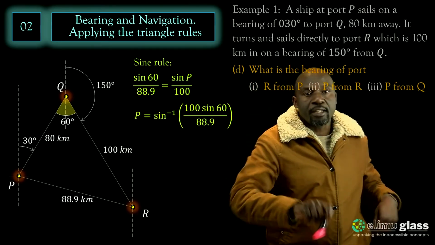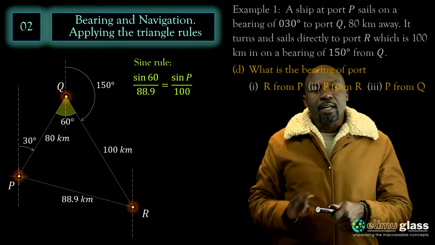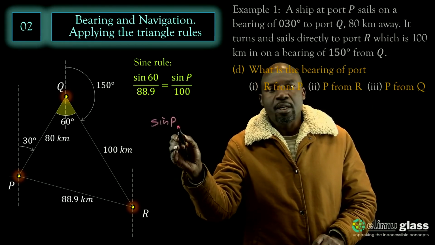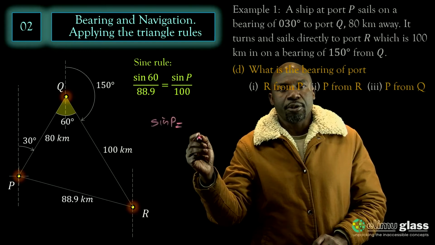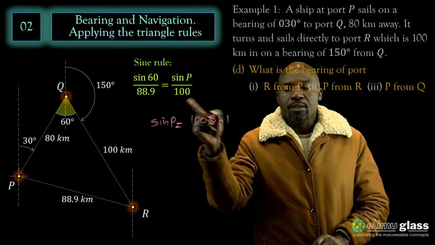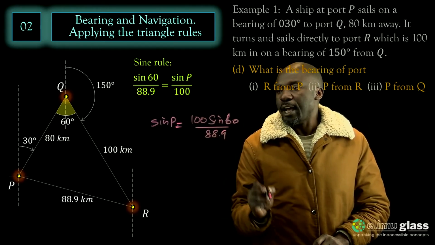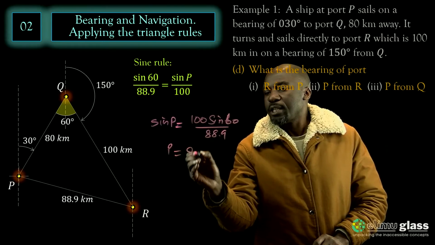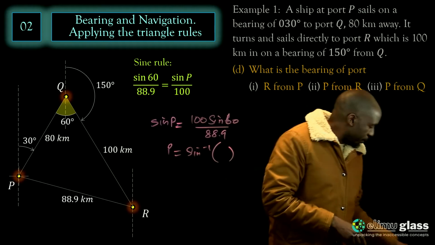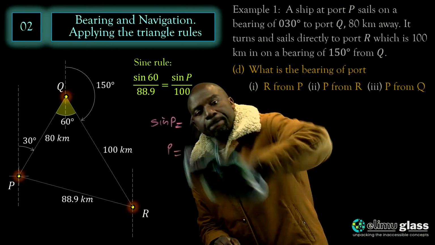Before I do this, I should write this here. Make sine P the subject, we have sine of P is equal to 100 sine of 60, everything divided by 88.9. And so P becomes sine inverse of this thing in brackets. That's what we are doing. So when we do that, what do we get?